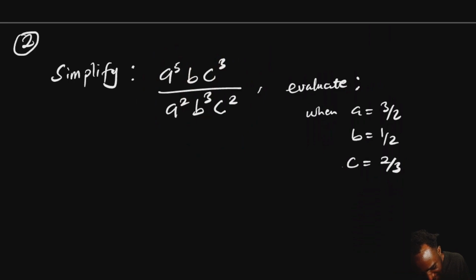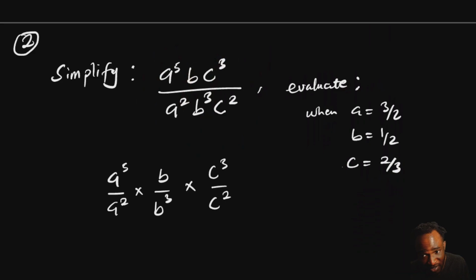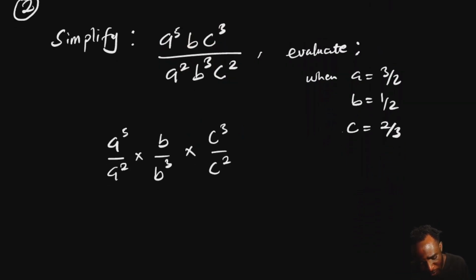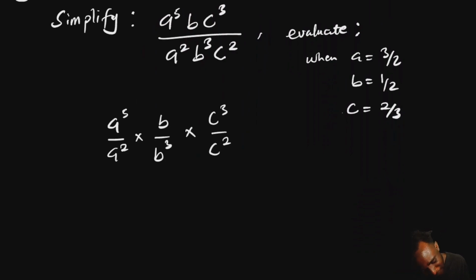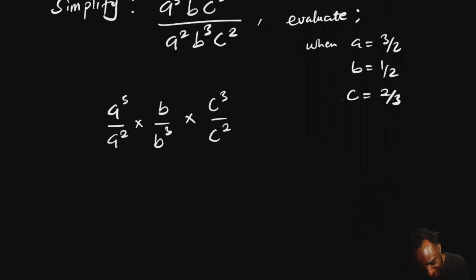So you have to rewrite this as a raised to the power 5 over a raised to the power 2, times b over b raised to the power 3, times c raised to the power 3 over c raised to the power 2. This is not necessary, just for clarity. You can write the answer straight away once you become more proficient. But for clarity's sake, I'm just going to leave it like this.